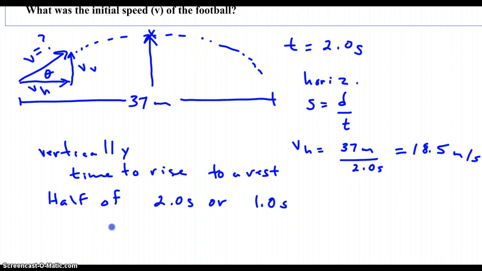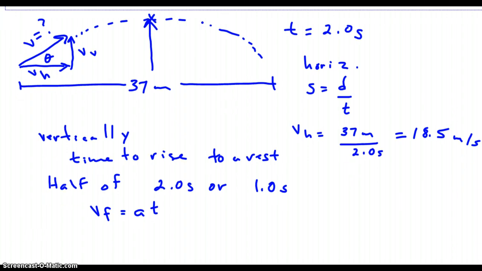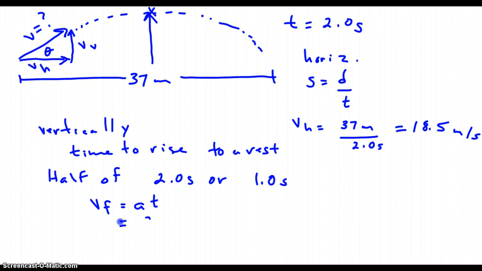If a football were dropped from that maximum height and it accelerated downward for just 1 second, then its final velocity would be equal to acceleration times time. Acceleration due to gravity is 9.81 meters per second squared. So if the football accelerated downward for 1 second, then its final speed before striking the ground would be 9.81 meters per second. Therefore, the initial vertical velocity must also equal 9.81.